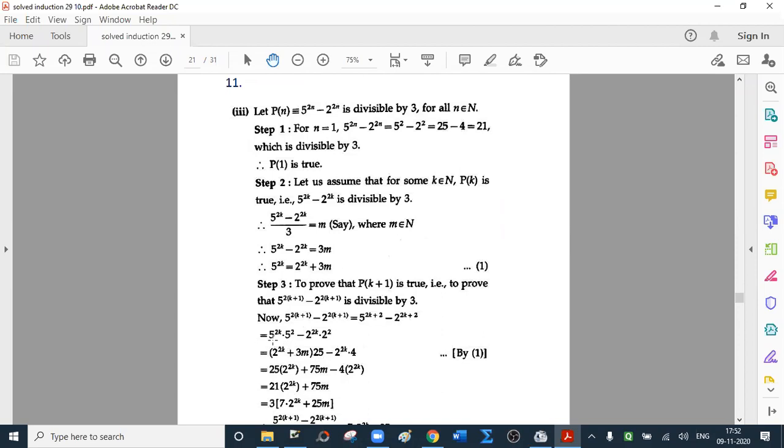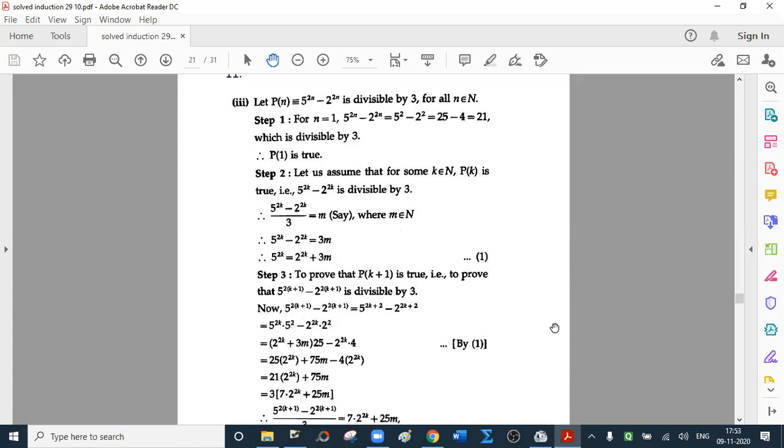Yes. So 5 raised to 2k is to be replaced by what? 2 raised to 2k plus 3m. Yes. So 25 into this. 5 square is 25 and we have replaced 5 raised to 2k by this. Right? Raised part as it is. Now open the bracket. That gives us 25 less 4, so 21 into 2 raised to 2k plus 75m. Take 3 common to get 3 into (7 into 2 raised to 2k plus 25m). Note that this part in the bracket is a natural number which is multiplied by 3 and therefore this is definitely divisible by 3.